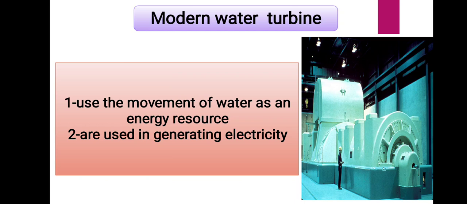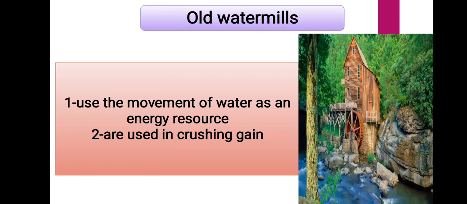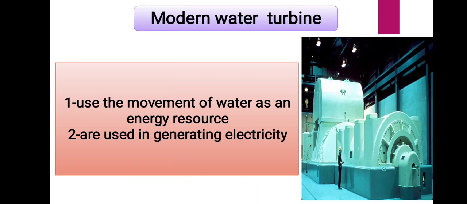electricity. So we use the old watermills to make what? To grind the grain. But we use the modern water turbine to generate electricity.